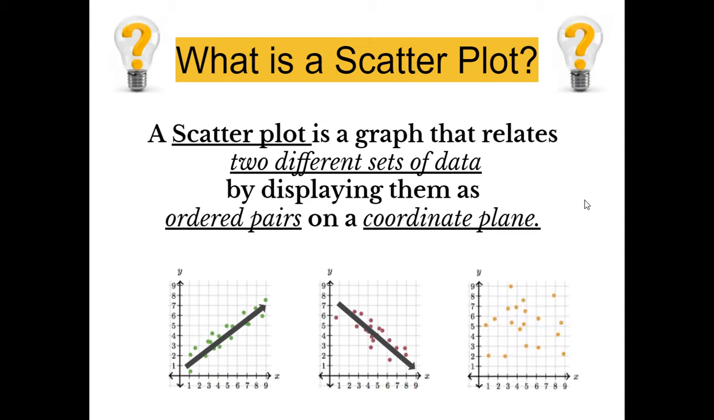And then you could have a scatter plot that looks like this, where there's just points all over the place. And the two things that you'd be comparing on a scatter plot like this would have absolutely no relationship, and therefore there would be no correlation. Correlation just means relationship. So these are mainly the three different types of scatter plots that you're going to see when you are displaying two different sets of data on a coordinate plane.